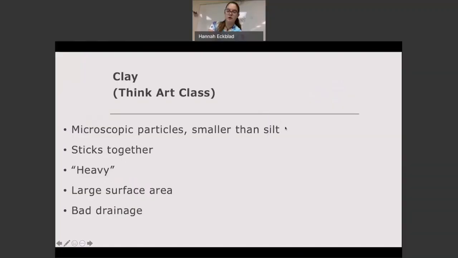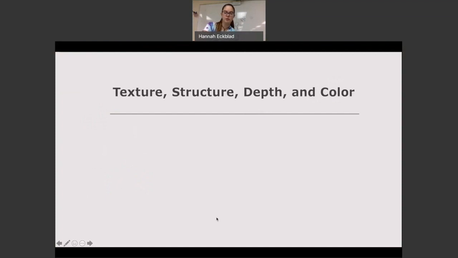All right, this is part 2 of the soil lecture. Part 1, we talked about sand, silt, and clay and what soil is. Here we're going to talk about soil horizons, the different characteristics of soil, and we're just going to barely touch on erosion. So, first of all, texture, structure, depth, and color.